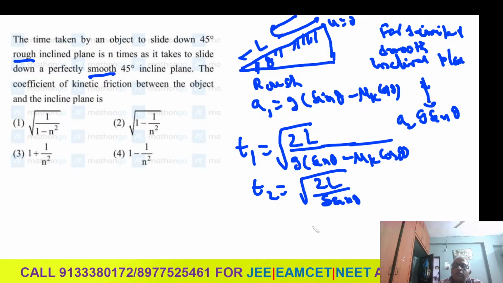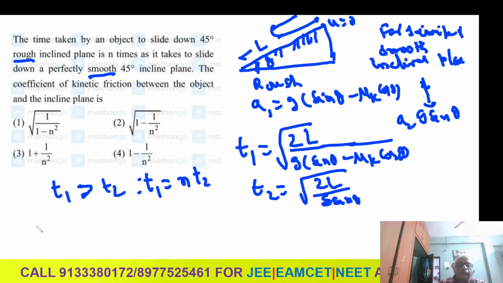Where will it take more time? The rough plane will take more time. He told us the coefficient of kinetic friction, and is asking for n times. T1, the rough plane, takes more time than the smooth plane. You should decide T1 is greater than T2. He has given that T1 is nothing but n times T2.